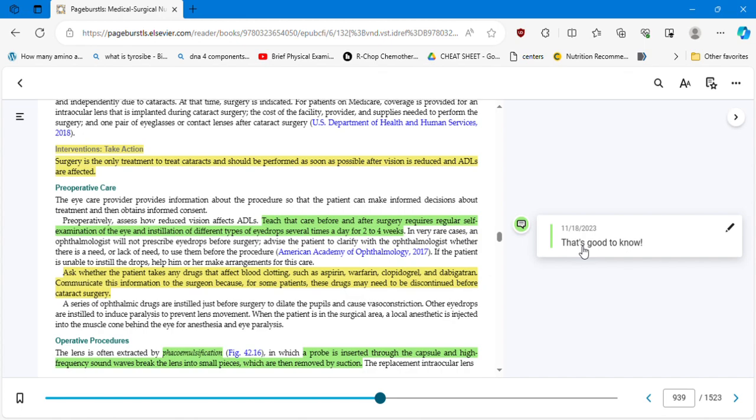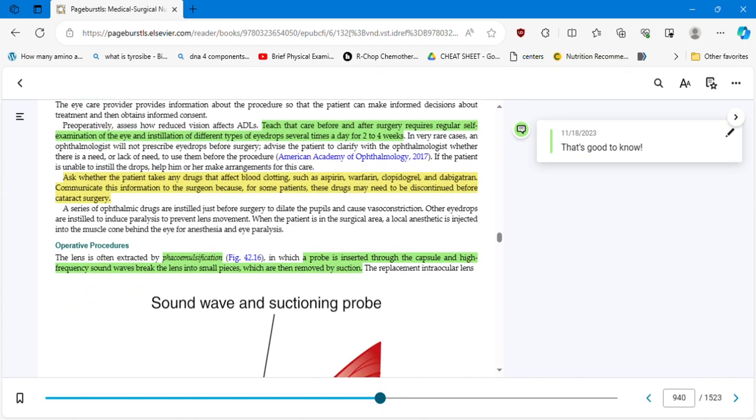And as I always say, focus your attention on the nursing care, pre-operative and post-operative, and all the procedures or actions that are related to safety. Ask whether the patient takes any drug that affects blood clotting, such as aspirin, warfarin, clopidogrel, or dabigatran.